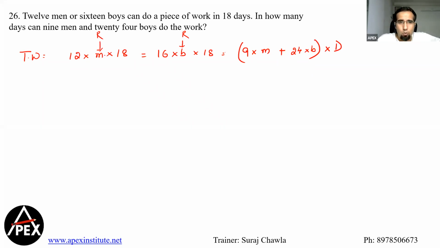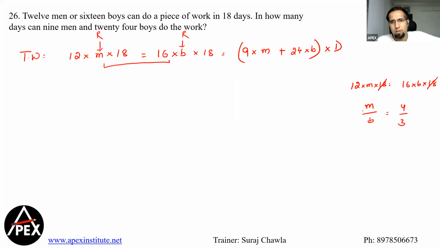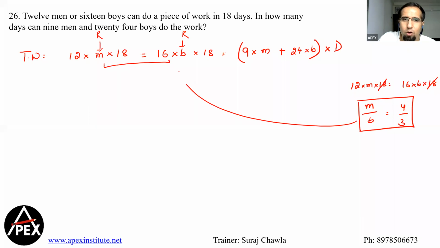Clear, guys? So what I do is I equate these two first. So what do I get? I get 12 into M into 18 is equal to 16 into B into 18. So 18 gets cancelled, and I get M by B is equal to 4 by 3. Clear, guys? Which means a man is doing 4K units of work per day and a boy is doing 3K units of work per day. Now, how do I go ahead? I pick any one of them, equate it with this, and solve it.